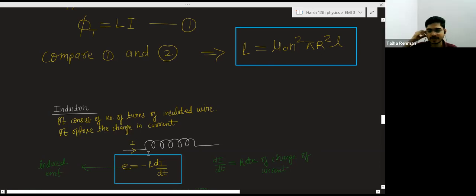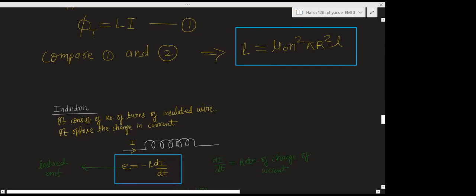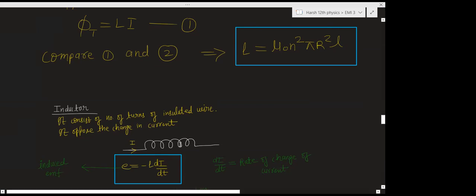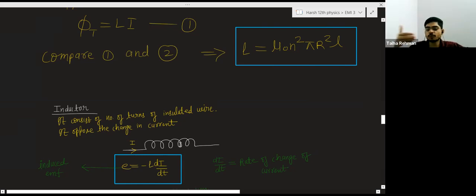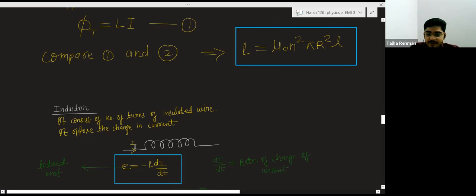Now this is the inductor. When you supply the current to the inductor, what happens? Suddenly you supply the current to the inductor. What happens due to the change in the magnetic flux? There will be an induced EMF in the opposite direction, or you can say there will be an opposite induced current. Means there is a current which opposes the increase of this current.